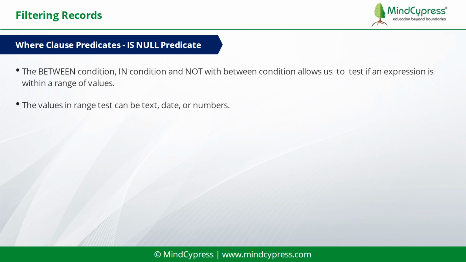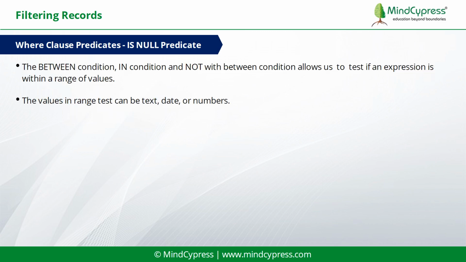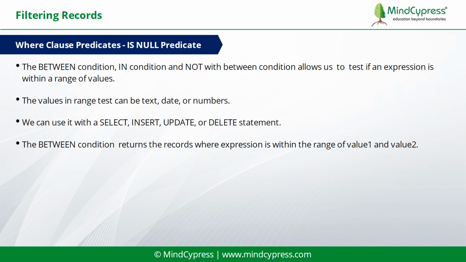The between condition, in condition, and not with between condition allows us to test if an expression is within a range of values. The values in the range test can be text, date, or numbers. We can use it with a select, insert, update, or delete statement. The between condition returns the records where the expression is within the range of value 1 and value 2.